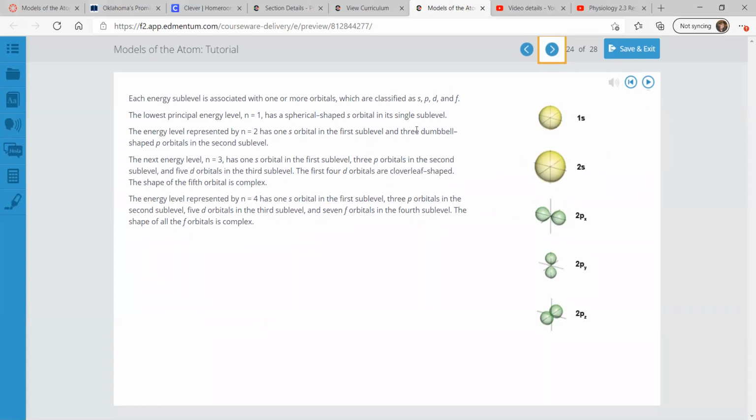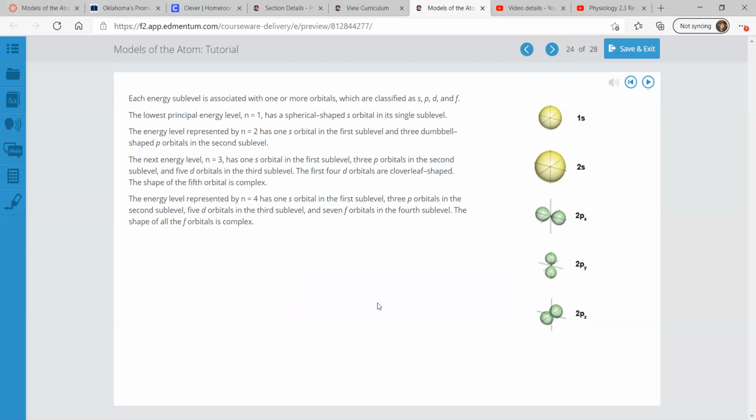Each energy sublevel is associated with one or more orbitals, and we classify those as s, p, d, and f. The lowest principal energy level, n equals 1, has a spherical shaped s orbital in its one single sublevel. So we have that here. And the energy level represented by n equals 2 has one s orbital in the first sublevel and 3 dumbbell-shaped p orbitals in the second sublevel. So that will be these.